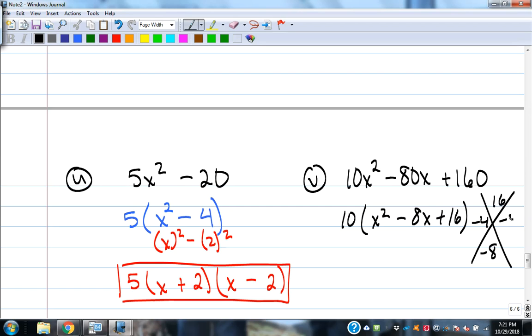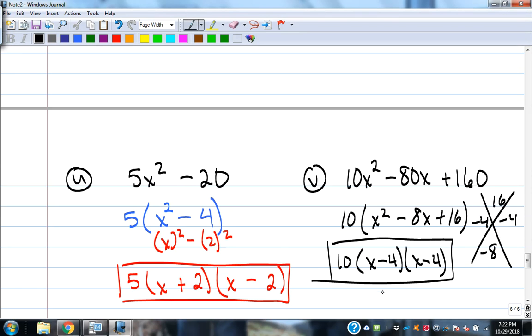Negative 4 and negative 4. Can I use my shortcut? Why can I use my shortcut? That's right. Because the x squared right here has a 1 in front of it. So that means my factors are x minus 4 and x minus 4.